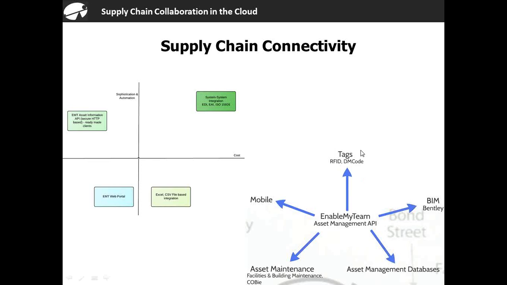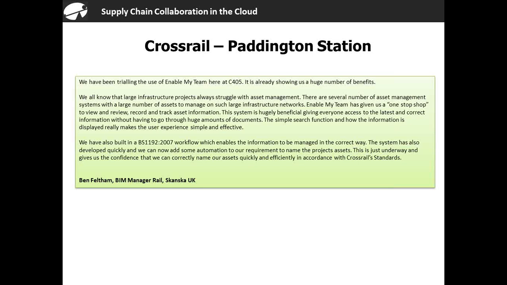So let's talk a little bit about what we're doing at the different Crossrail sites. This is Paddington Station, and there are three things that we're doing at Paddington. The first thing we are focusing on is asset information collection.